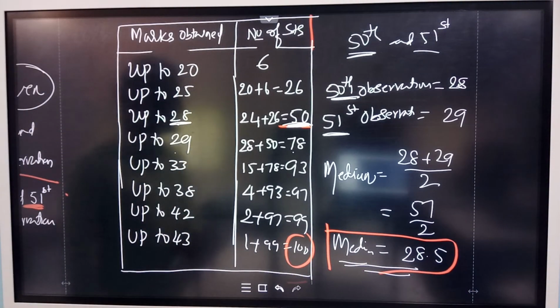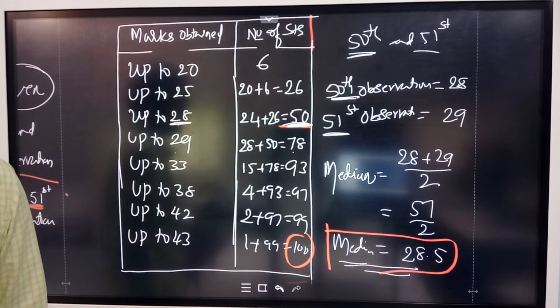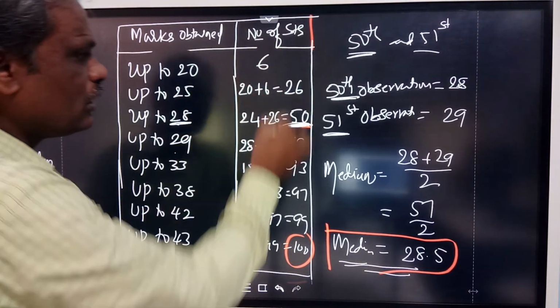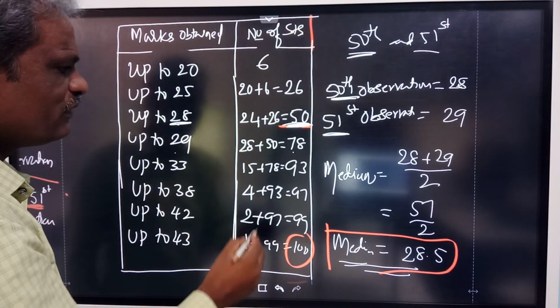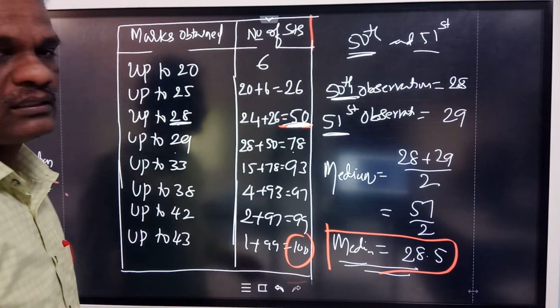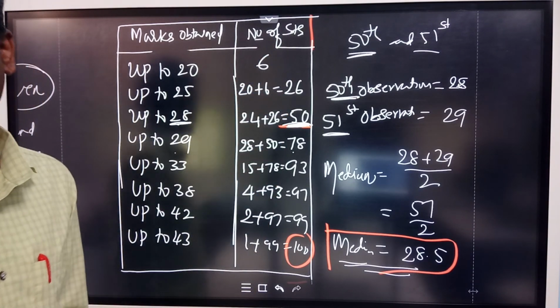So you have to arrange it like this. Writing this is called a cumulative frequency column. We call this a cumulative frequency column.